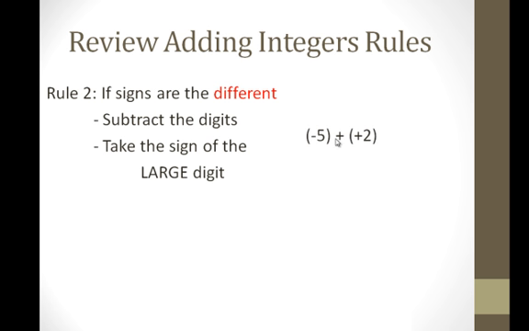So here's my example. I have a -5 add by a +2. I'm going to subtract the digits, so 5 and 2, that's going to give me 3. And then I'm going to look at which is the larger digit. Well, 5 is larger than 2, so what is the sign of 5? The sign of 5 is negative. So my answer is going to be -3.